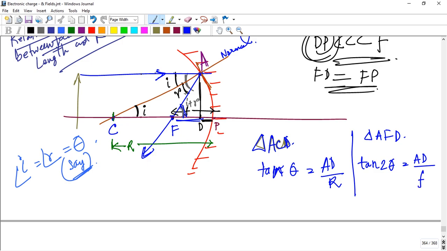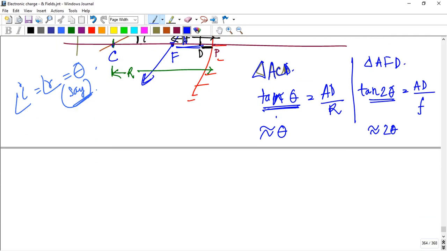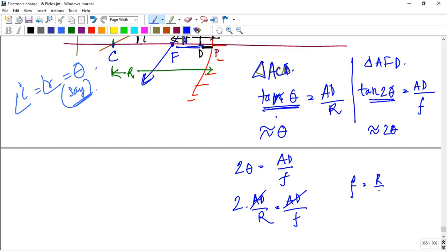Geometrically, tan theta is almost equal to theta, and tan 2 theta is almost equal to 2 theta. So we get 2 theta equals AD by F, and 2 theta equals AD by R. AD cancels, so we get F equals R by 2. That's the final expression, the relation between focal length and radius of curvature. So the radius of curvature equals twice the focal length.